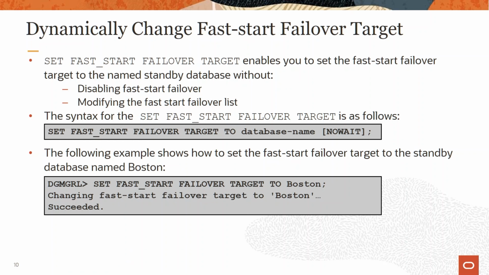Okay, in our case London 3 was the first, London 4 next. But I want to choose London 4 first as an active target. Then dynamically you can set fast start failover target to London 4. So that's a possible option.